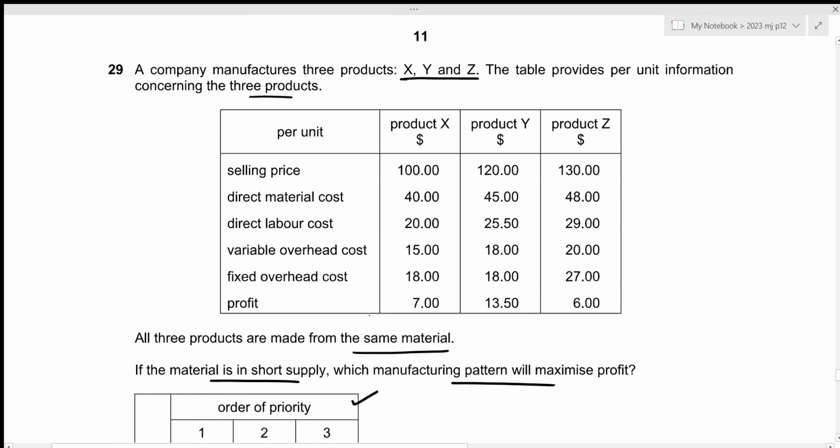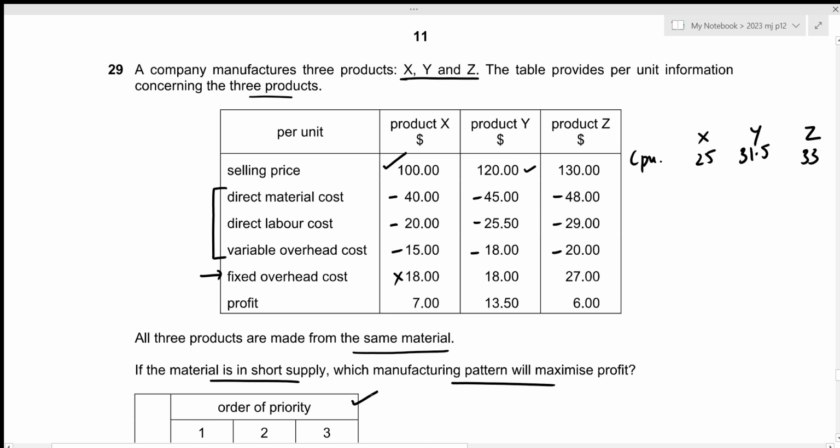Okay, for that, we first require our contribution per unit. That is just the selling price minus variable cost. For product X, that will be 100 minus 40 minus 20 minus 50, because these 3 are the variable cost and this is the fixed one, so we do not need to include this. So that's 100 minus 40 minus 20 minus 15, which results in 25. For Y, that's 120 minus 45 minus 25.5 minus 18, which results in 31.5. For Z, it's 130 minus 48 minus 29 minus 20, which results in 33.